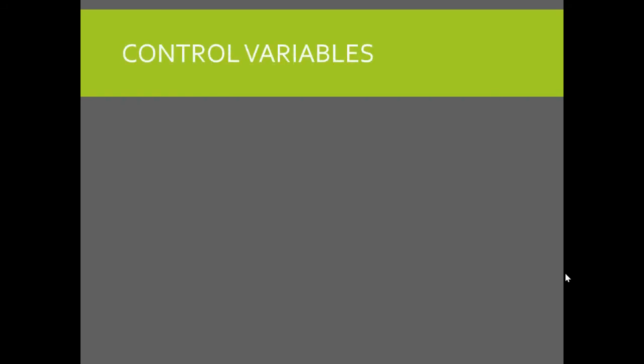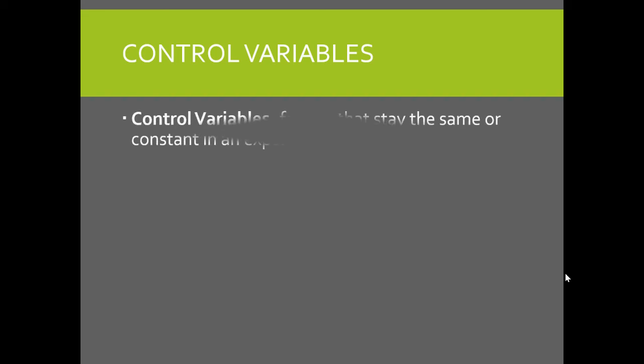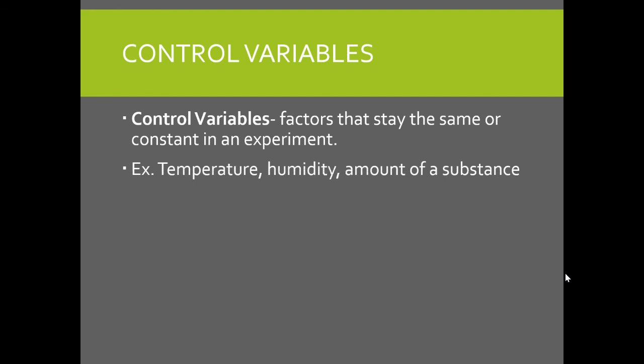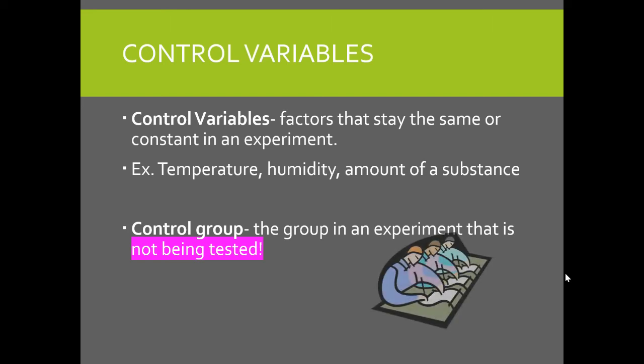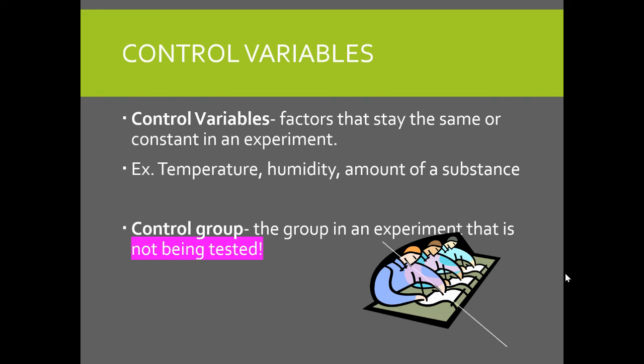So, control variables are always different than control groups, guys. Control variables are these factors. You want to keep them to stay the same or constant in the experiment. Examples like in the plants would be temperature, humidity, or how much of a substance. Control group is the group in the experiment that is not being tested. Control groups do not get tested, they stay the same. Control variables have to stay the same, so your experiment is only testing one variable at a time.